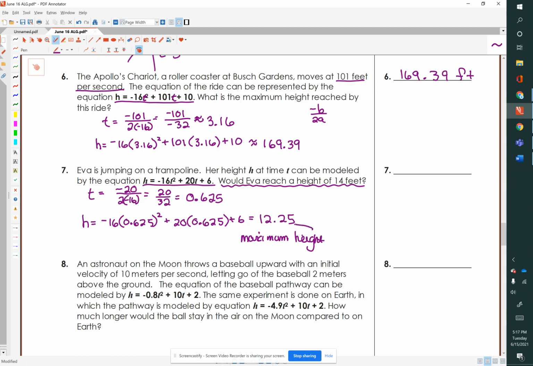that Eva can jump. The question was, would Eva reach a height of 14 feet? The answer to that question is no. The maximum height is 12.25 feet.